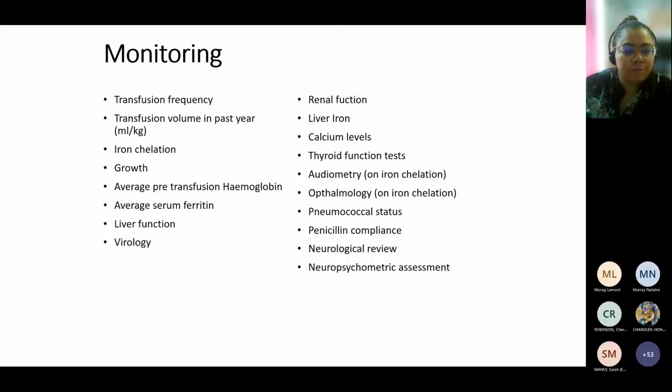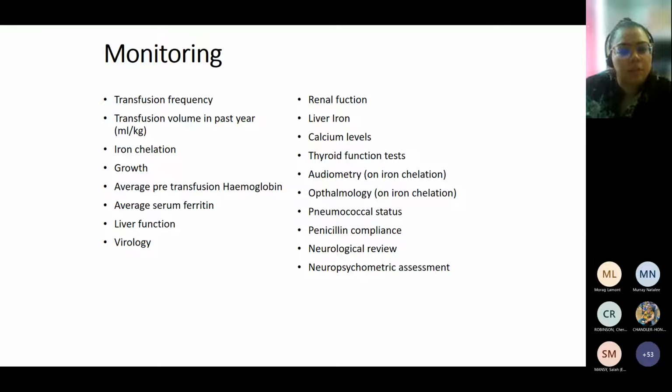So monitoring, like I said, we do monitor the use of chelation every month with their transfusions. So monthly we'd be looking at their chelation. Oh, sorry, I'm so sorry. These are patients that are on transfusion programs.